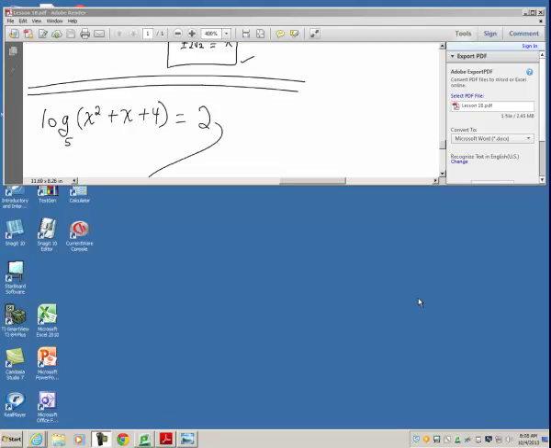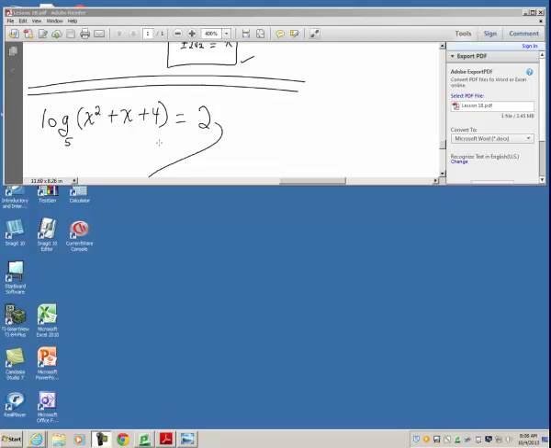Tested them. Okay, this is the last part of lesson 18 I wanted to show you. I didn't want to miss this part. Here we have log base 5 of x squared plus x plus 4 equals 2, and we want to solve for this.